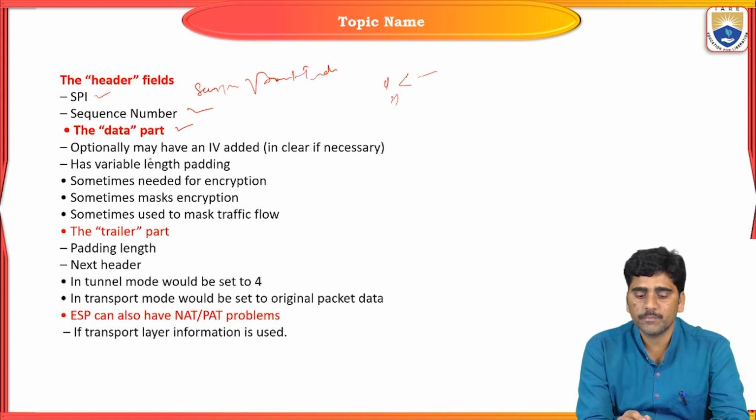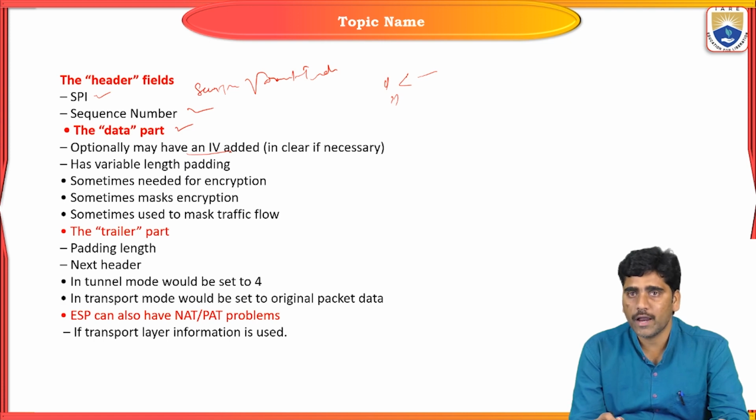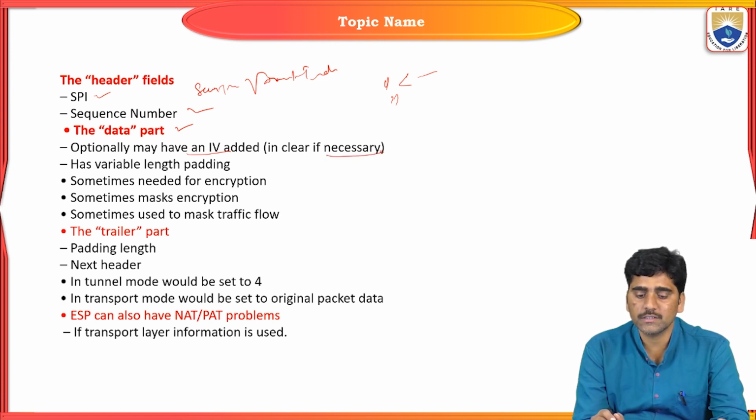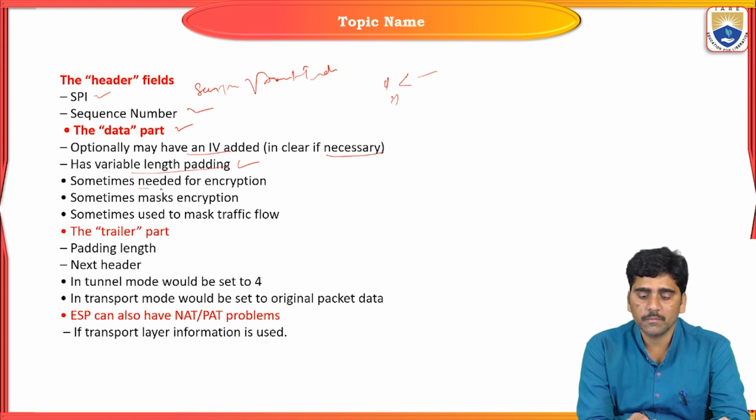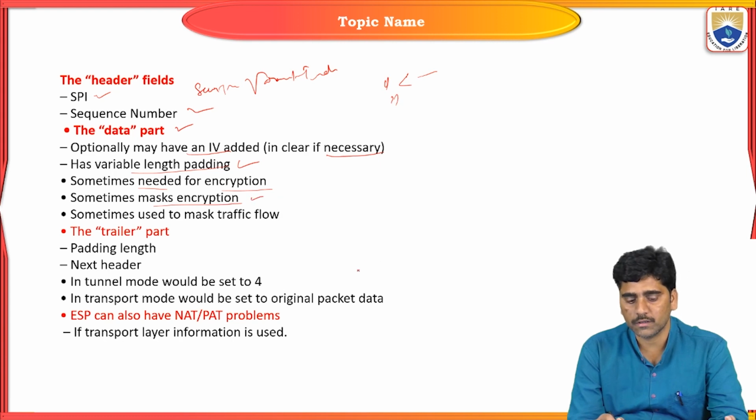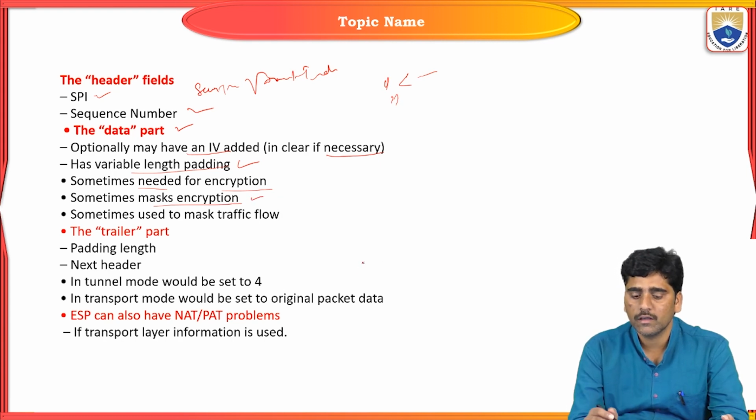Optionally, it may have an IV added in clear if it is necessary. It has variable length padding. Sometimes it is needed for encryption, and sometimes it is used to mask the encryption. And sometimes it is used to mask traffic flow.